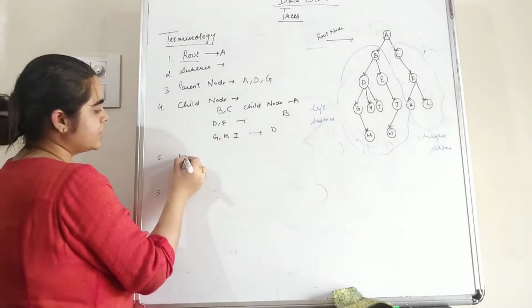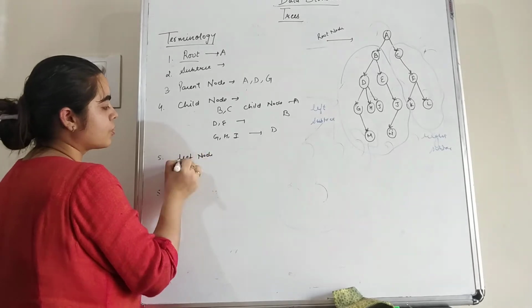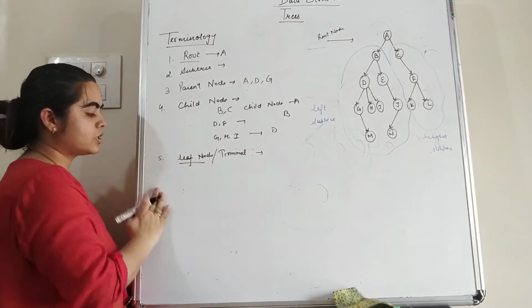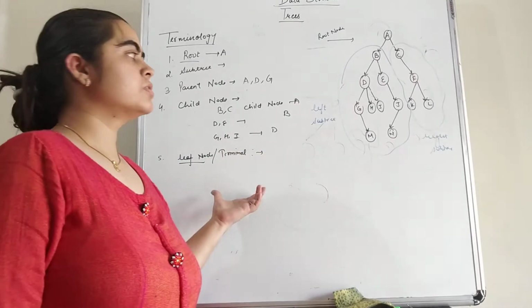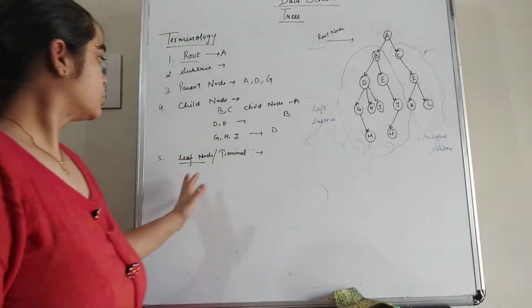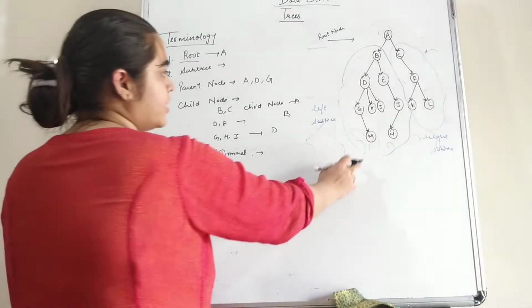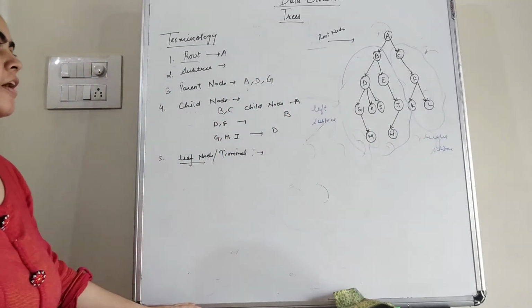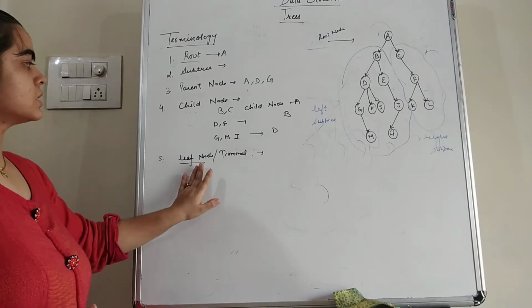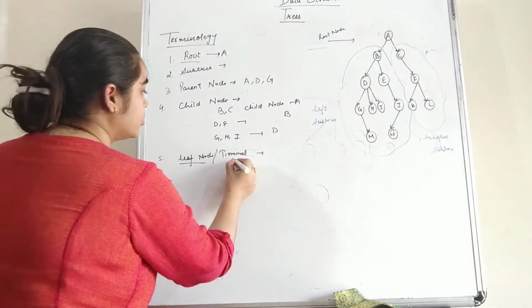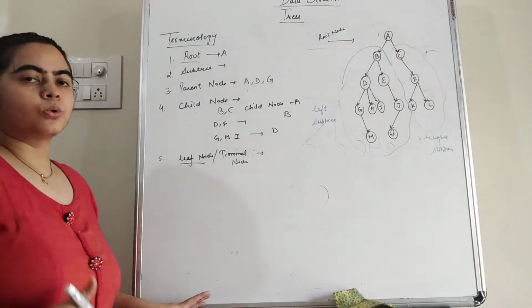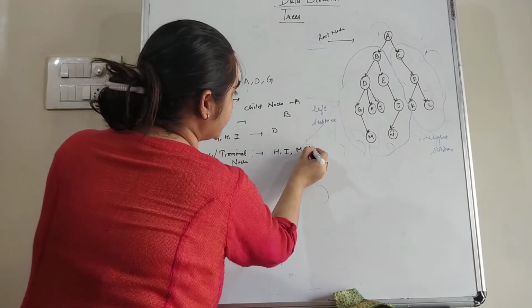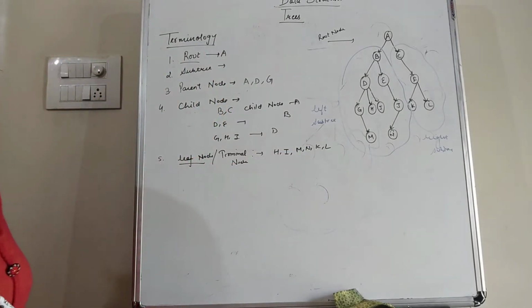Next term is leaf node. So students, a leaf node is also known as a terminal node. A leaf node is a node which has no further child. You can see in this tree these are the leaf nodes: M, N, H, I, K, L. These are the nodes which have no further child, so that is known as a leaf node, or a terminal node. The node which has no children connected with it. So in this tree, H, I, M, N, K and L are the terminal or leaf nodes.